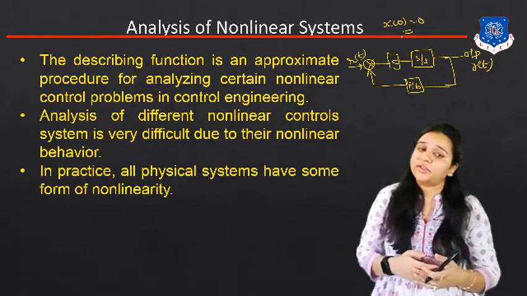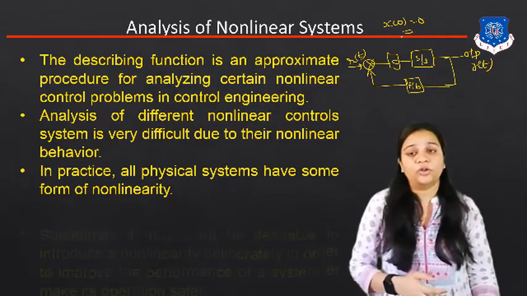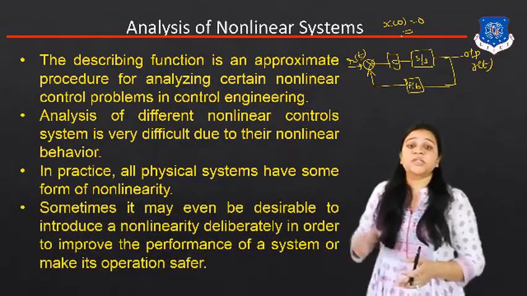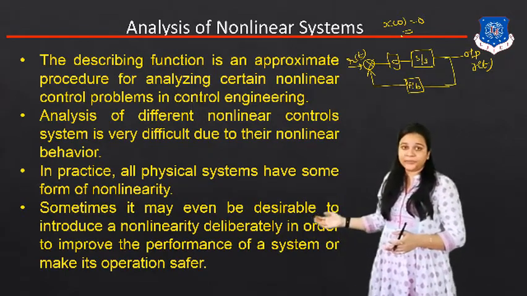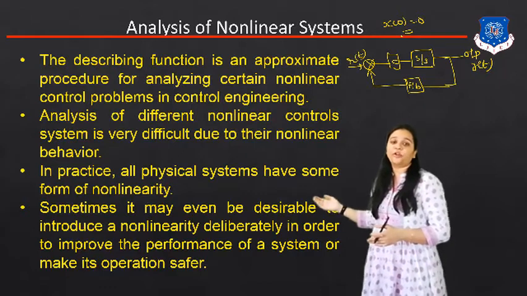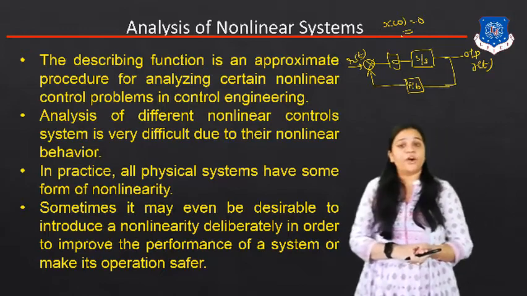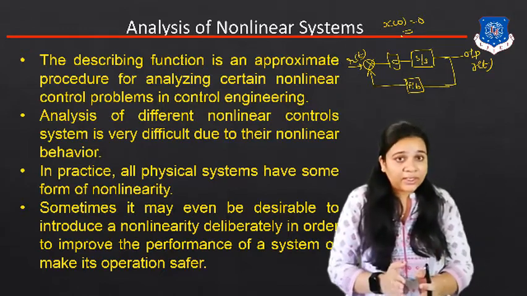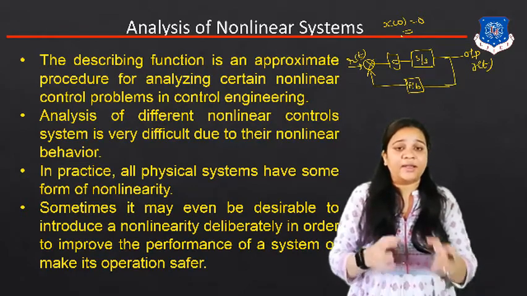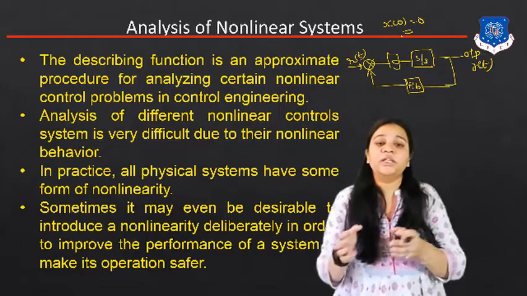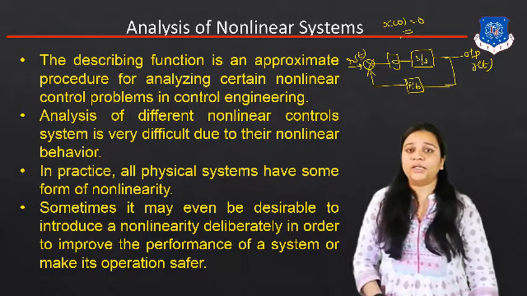If we deal with physical systems in industry, all physical systems have some form of non-linearity. Sometimes it may even be desirable to introduce a non-linearity in order to improve the performance of a system or to make its operation safer. So for that we have to describe the non-linearity for this particular system. We have to identify whether this type of system is linear or non-linear. This is our first target in analyzing a non-linear system.